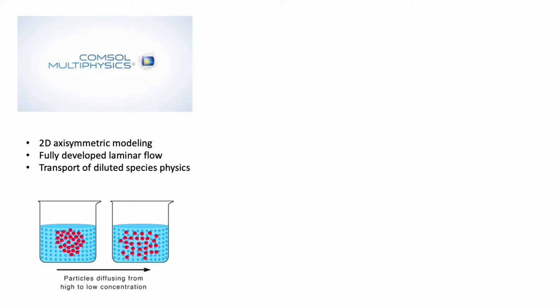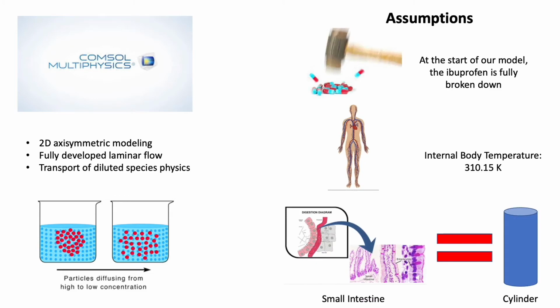This means that the rate of diffusion is proportional to the concentration gradient of the ibuprofen, where ibuprofen is diffusing across a membrane from an area of high concentration in the intestinal fluid to an area of low concentration in the blood. Using our current knowledge, we assume that whatever form of ibuprofen is taken, whether it be a tablet, capsule, or liquid gel, it will be fully broken down at the start of our model.